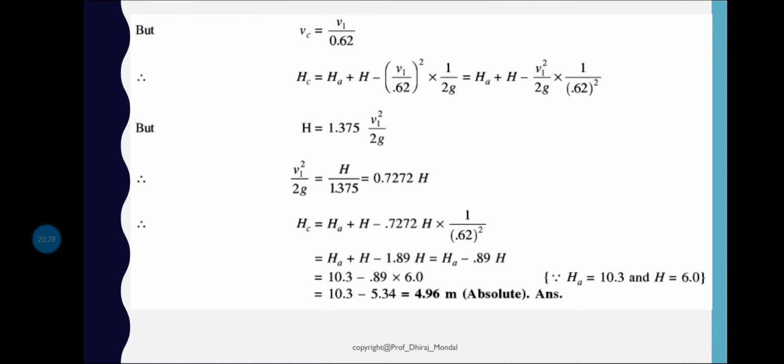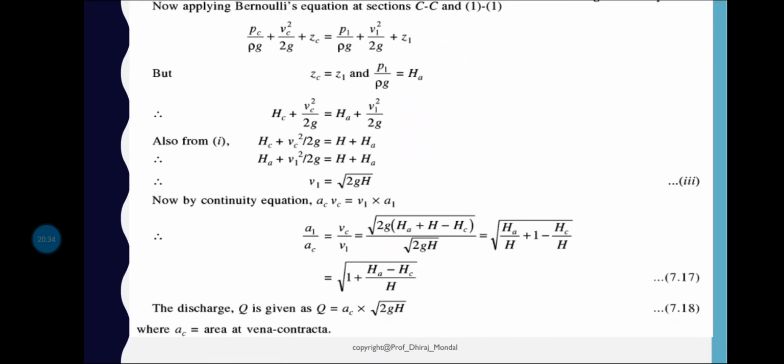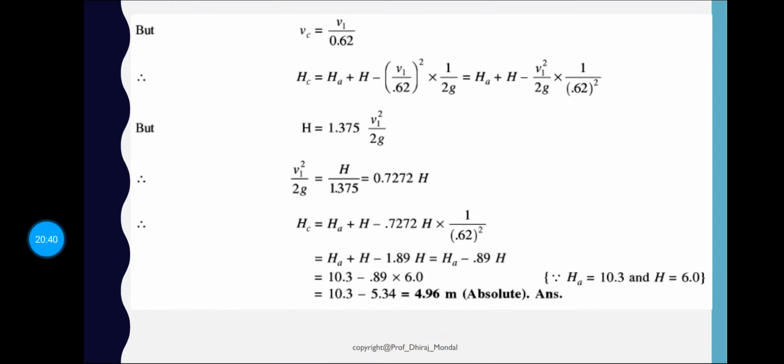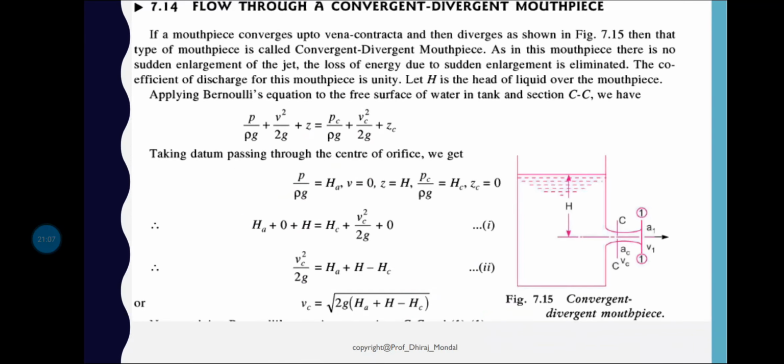So here you can see, H is equal to this value, which I know. So put all the values here and you will get HC. That means the head at the vena contracta is equal to HA plus H minus 0.722 H into 1 by 0.62 whole square. So ultimately HC will be 4.96 meter absolute. So this is the absolute head HC, that means whatever head we are getting at the vena contracta.